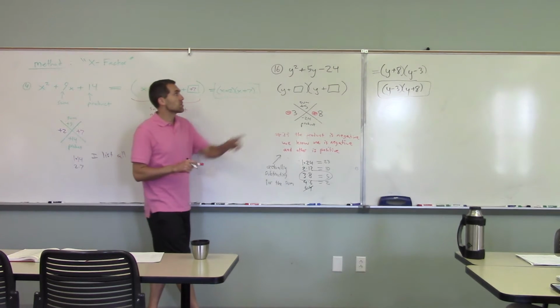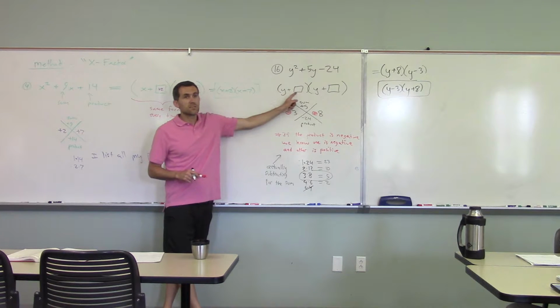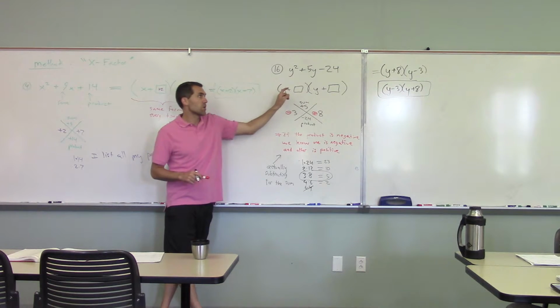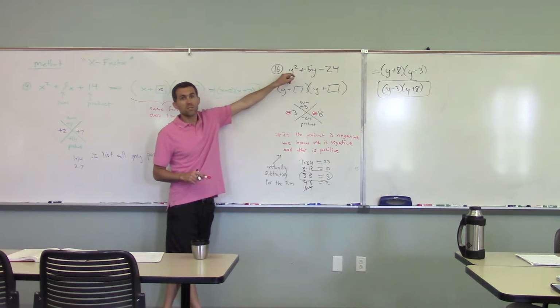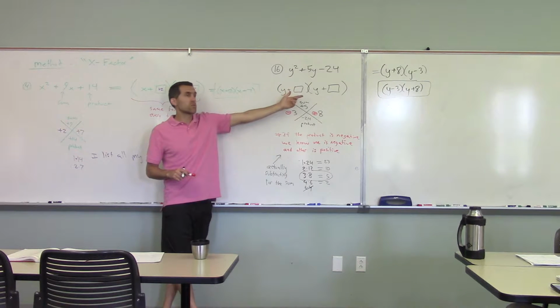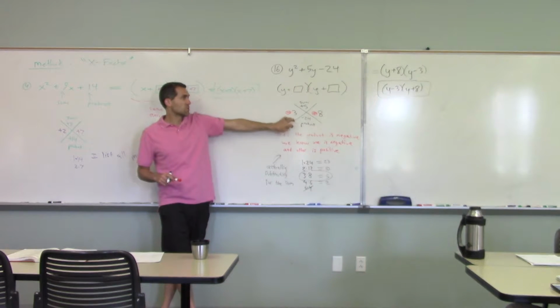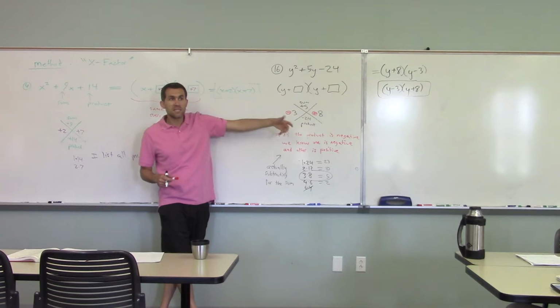We know because there's a positive 1 out front, this is the format of our answer. It has to be 1y times 1y for it to be 1y squared. And then all we're looking for are those two other numbers. And we use this cool little x factor method to get it.